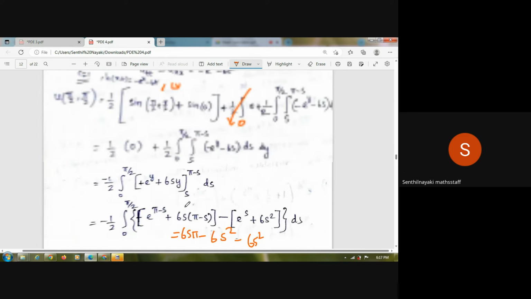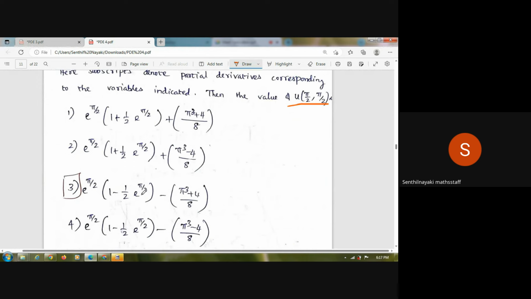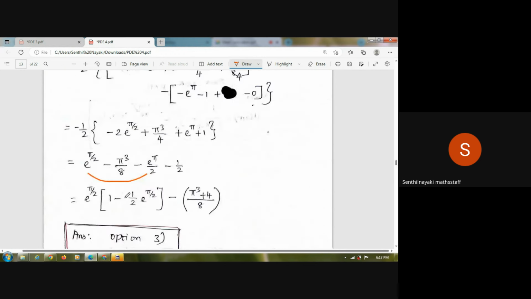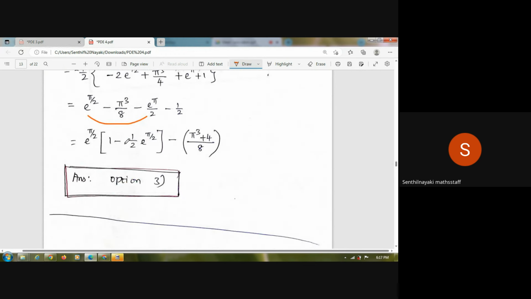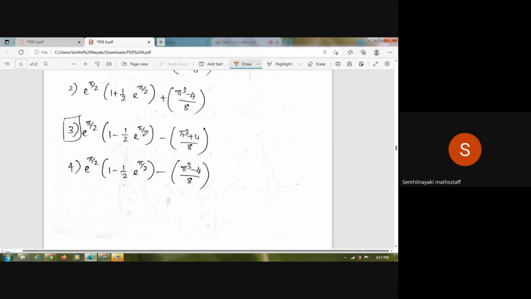So, if we check the solution, you have to carefully choose the correct answer, because there are many answers related to the same correct answer. So you have to carefully select the correct answer. So e power pi by 2, 1 minus 1 by 2 e power pi by 2 minus pi cube plus 4 by 8. Okay, this is the correct answer.